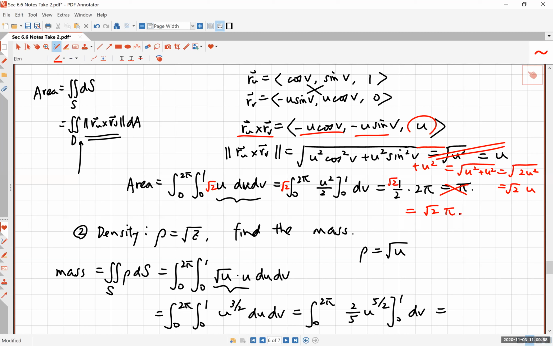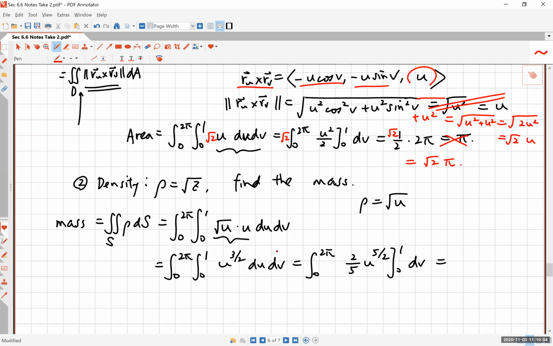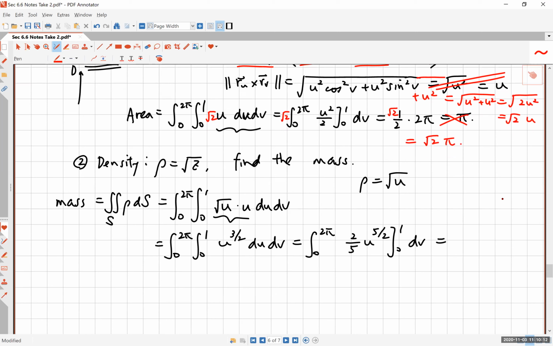Okay, and again, I apologize for that. That is a bad mistake. And sometimes when you are in a hurry, you make a mistake like this. I hope you noticed that and said, hey, what's wrong with this? All right, the density rho is the square root of z.